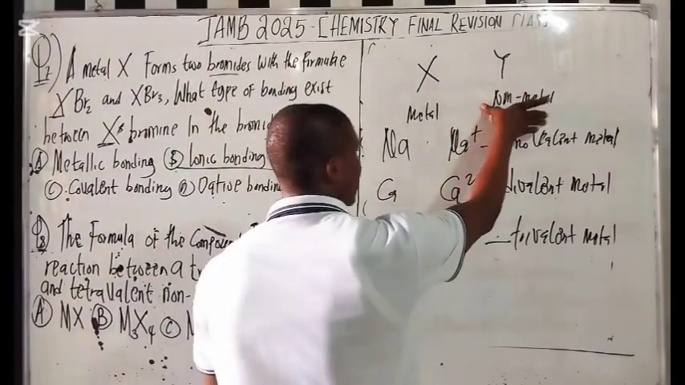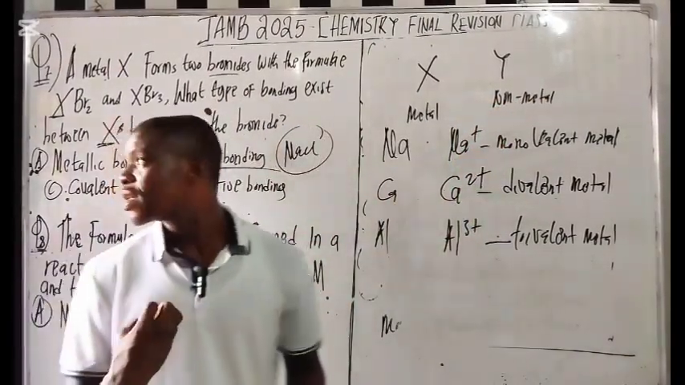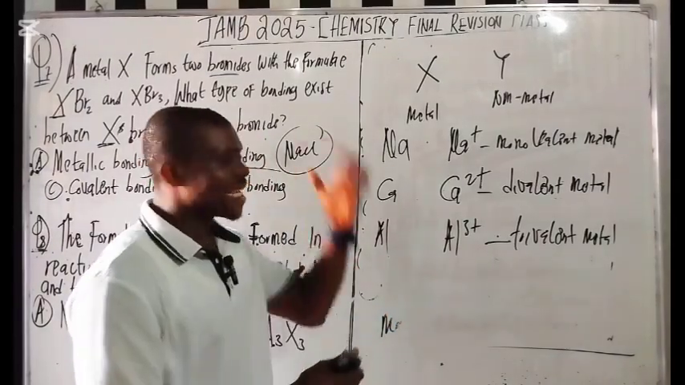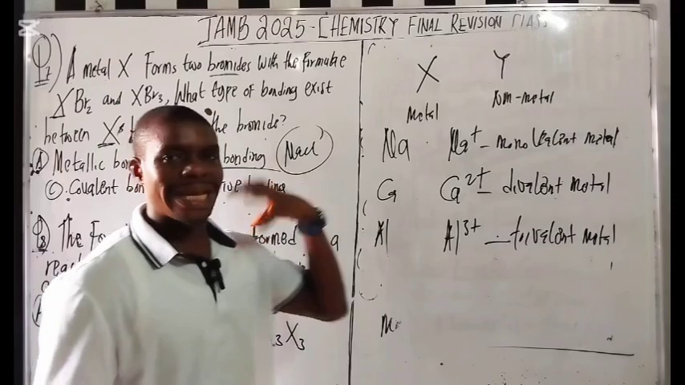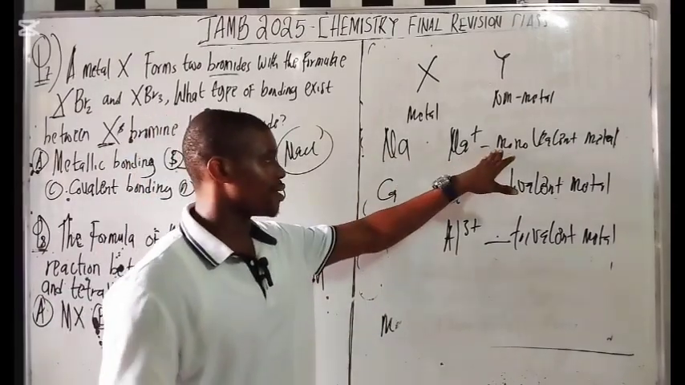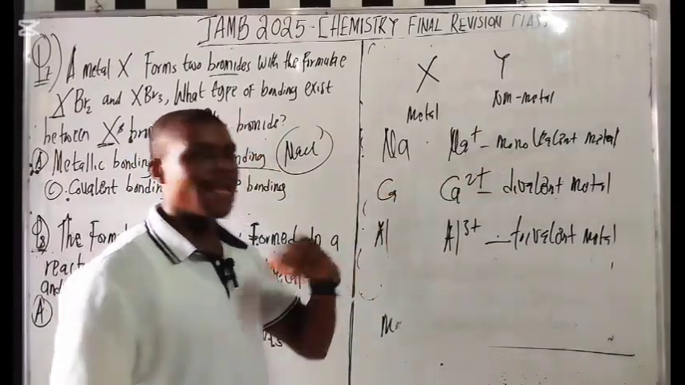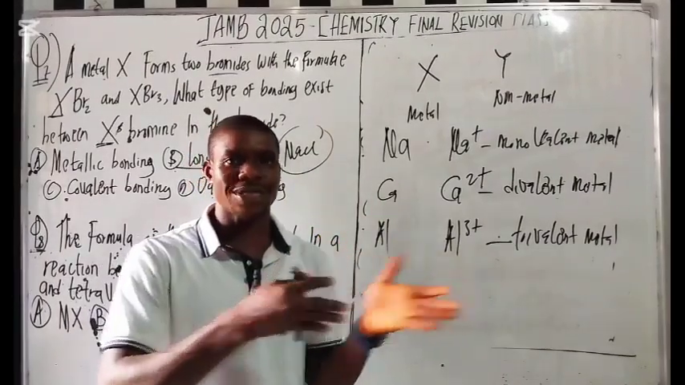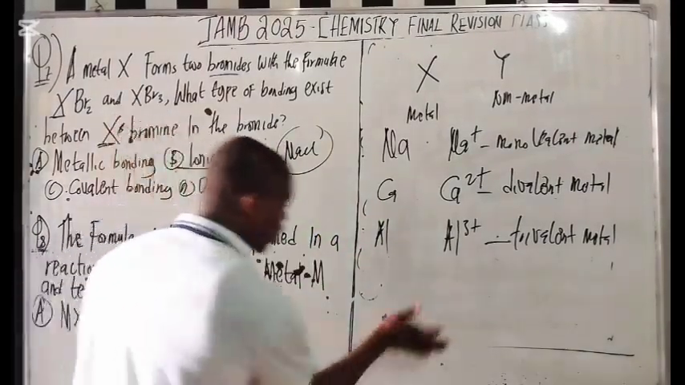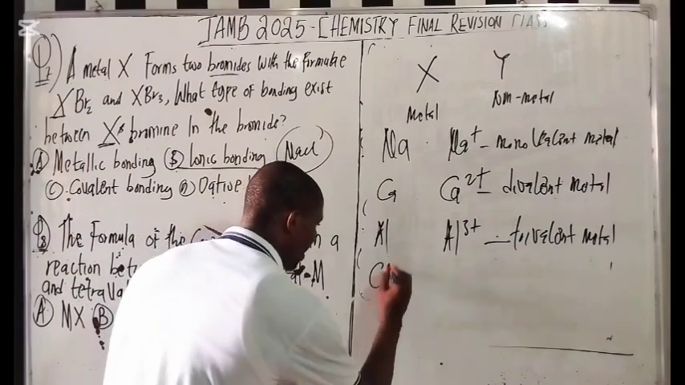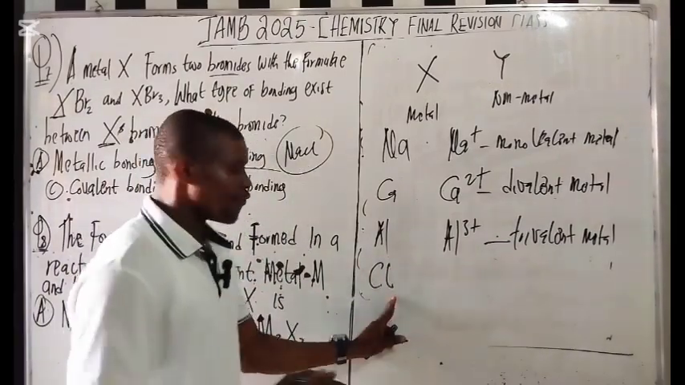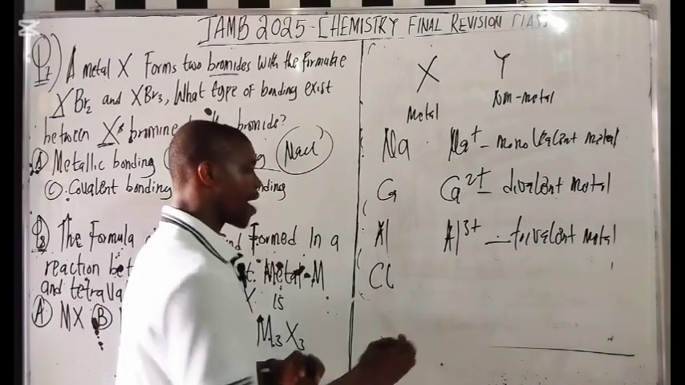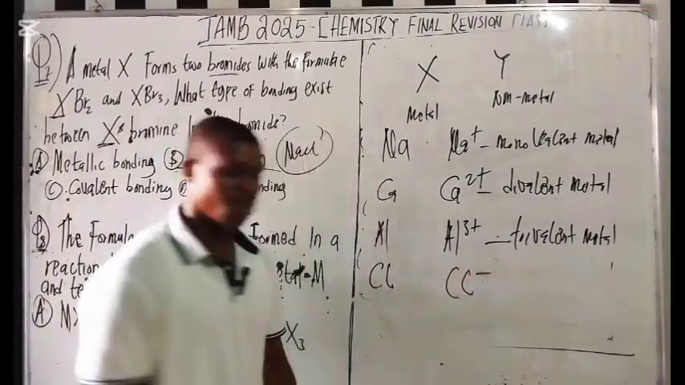Now, the non-metal accepts electrons. When they accept electrons, they form a negative charge. A metal will lose electrons to form a positive charge, which is called a cation, while a non-metal will accept electrons to form a negative charge, called an anion. For example, for chlorine, Cl, to have the octet, it has to gain 1 electron, so you have Cl minus. Do you understand?